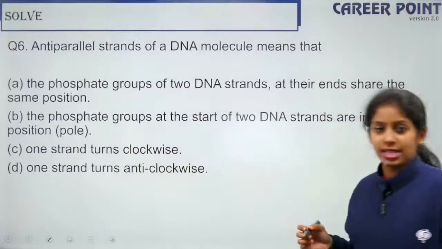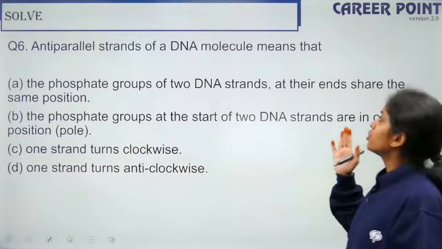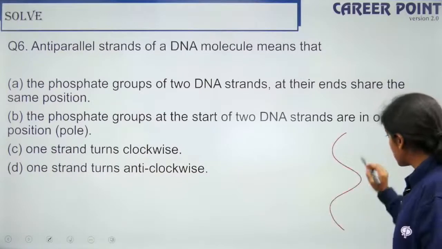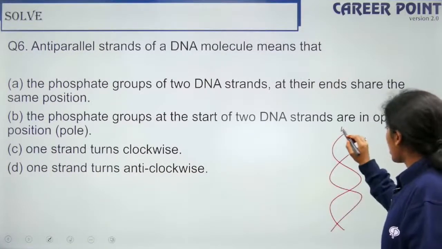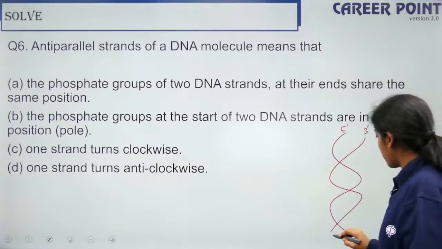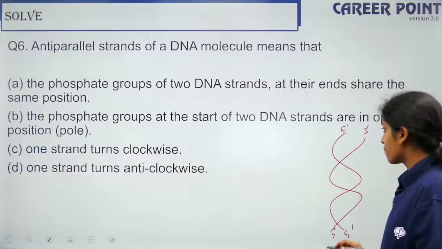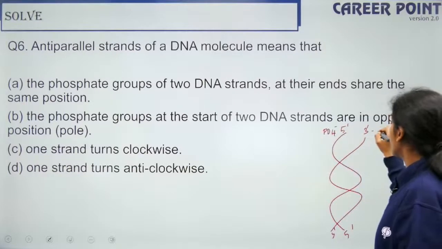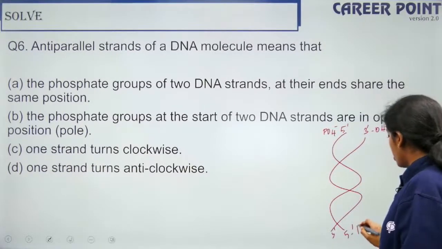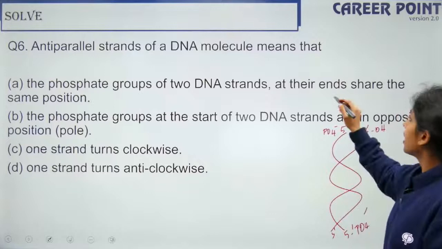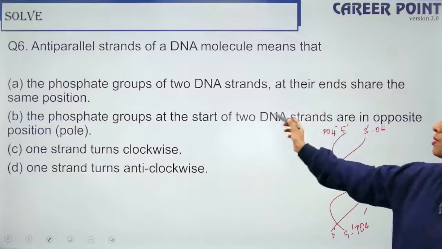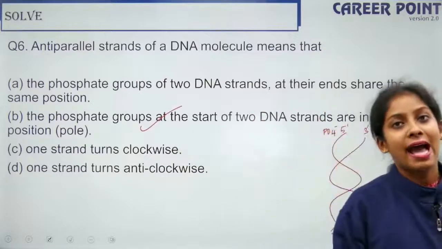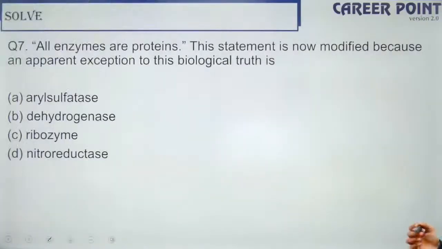Right? So question 6. Antiparallel strands of a DNA molecule means that, if I draw the DNA like this, I have 5 prime, I have 3 prime. I have 3 prime, I have 5 prime. So we have phosphate in the 5 prime group and in the 3 prime group we have the OH, right? Which means the phosphate groups at the start of the 2 DNA strands are in the opposite position because we have an antiparallel polarity of your DNA molecule.